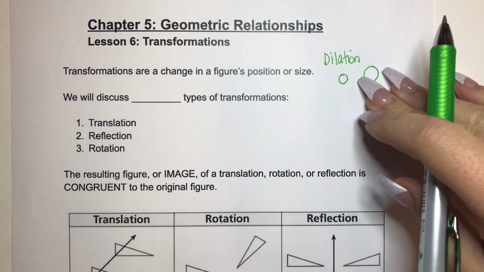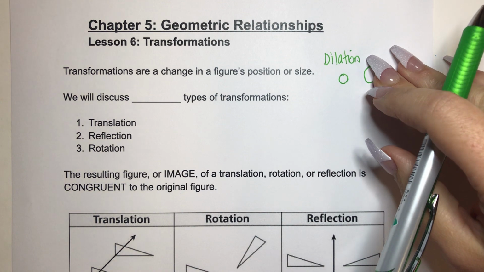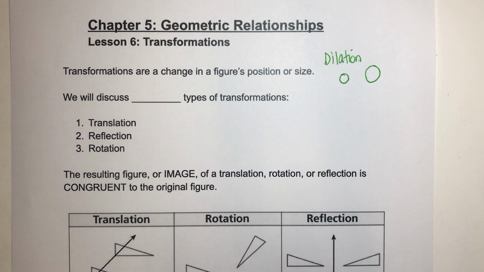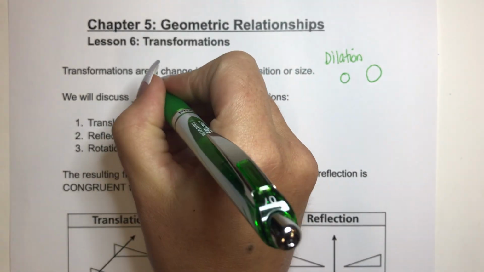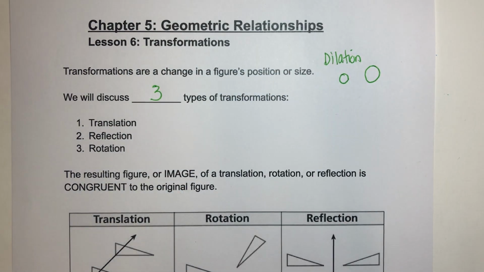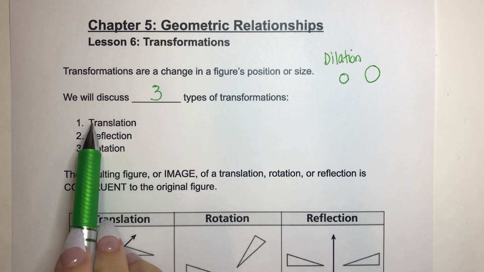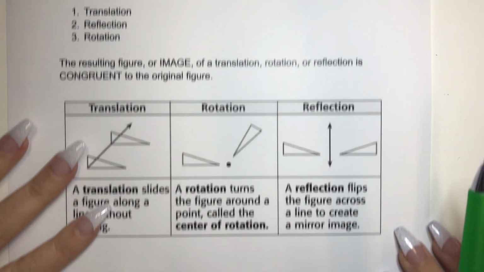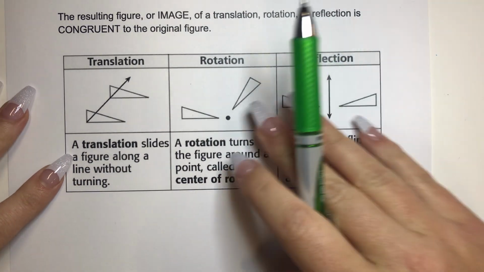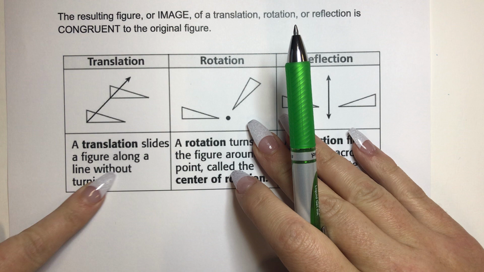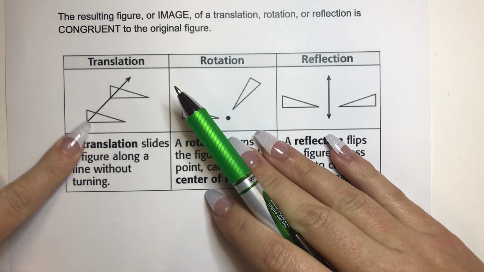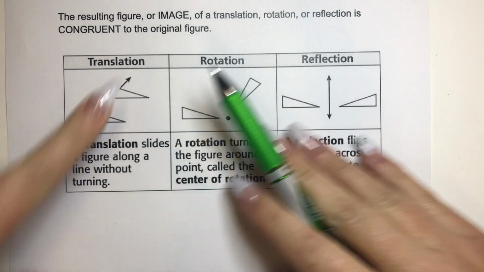But today we're not focusing on that one. We're going to focus and learn about some other types of transformations. We will discuss 3 types of transformations. This is one we've already talked about, so 3 new ones. The first is a translation, okay? A translation slides a figure along a line without turning. So you have this triangle here and then it just slides there.